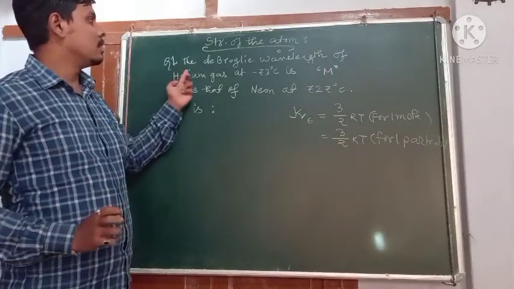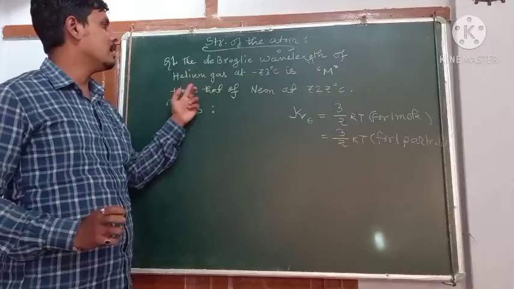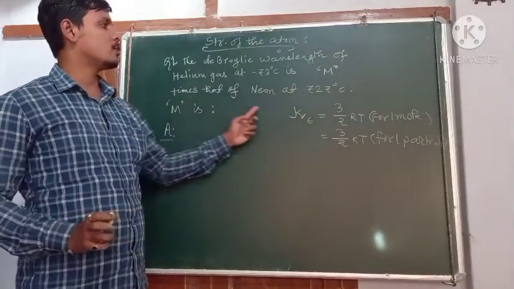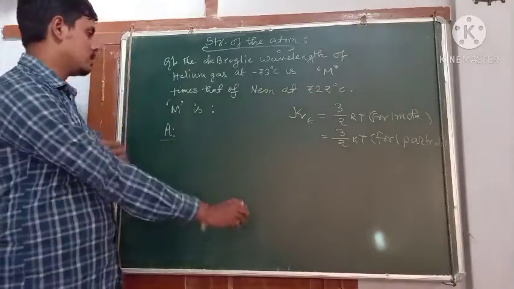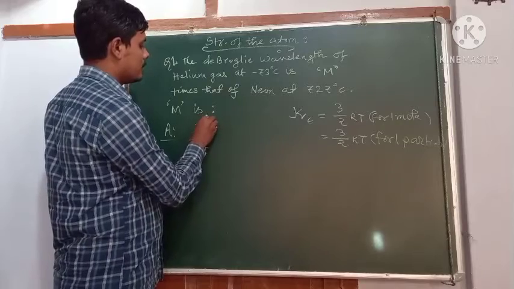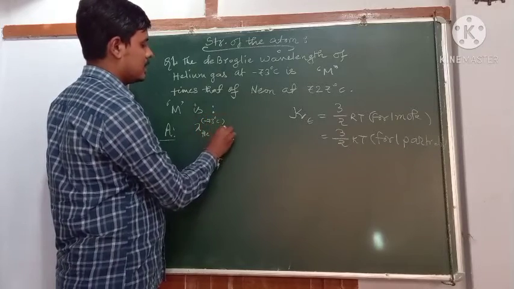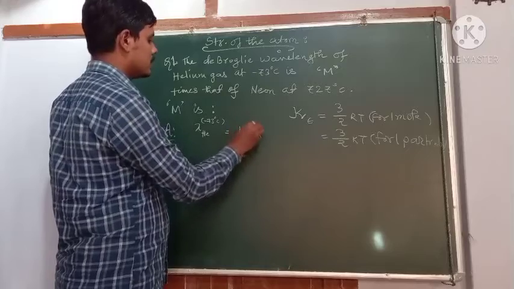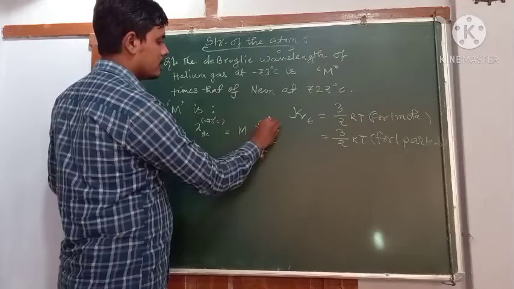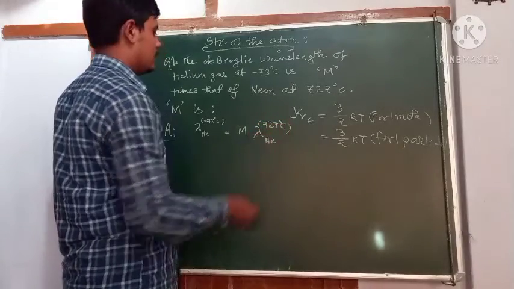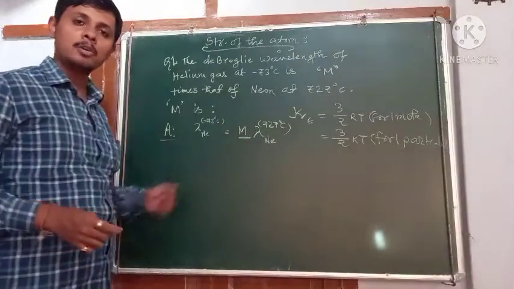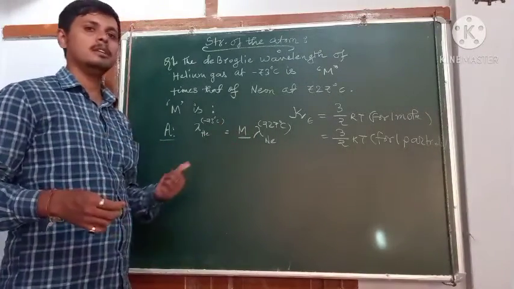So first question: the de Broglie wavelength of helium gas at minus 73 degrees Celsius is m times that of the de Broglie wavelength of neon at 727 degrees Celsius. So this is given. What we are asked to find is this m. We need to find this value out.